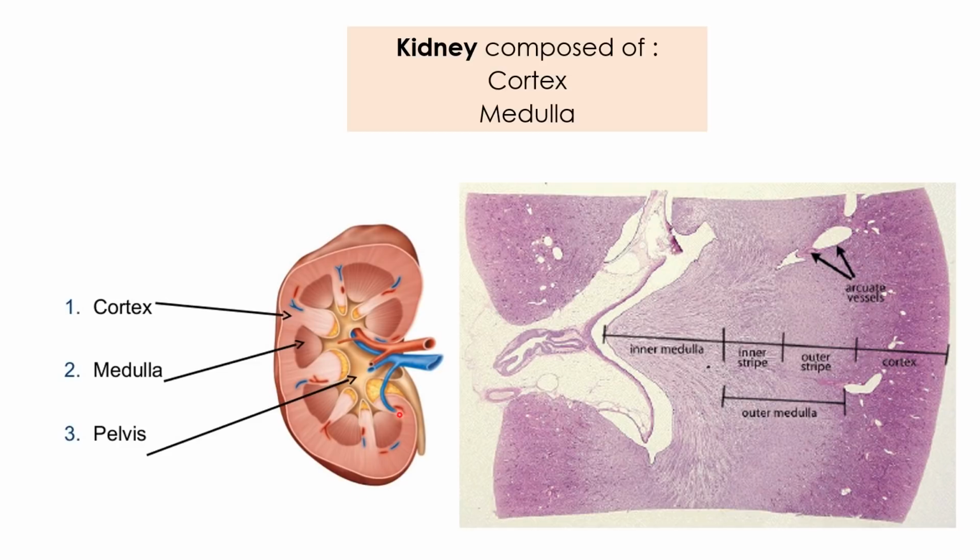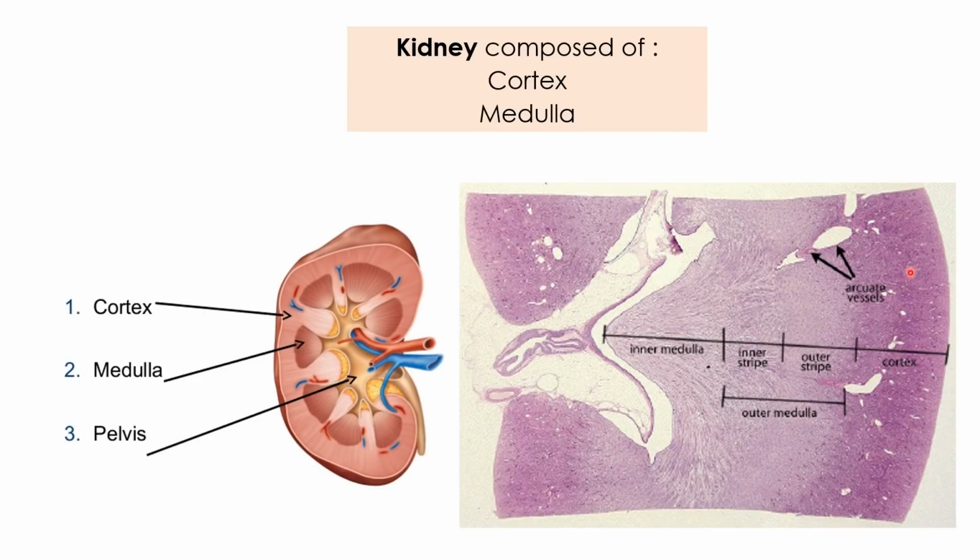Okay, if you cut it and you want to view the internal structure of the kidney, this is how it looks. The kidney is composed of the cortex, this part, and this part is the medulla. The pyramid shape here is the medulla. And this space here, we call it the renal pelvis.